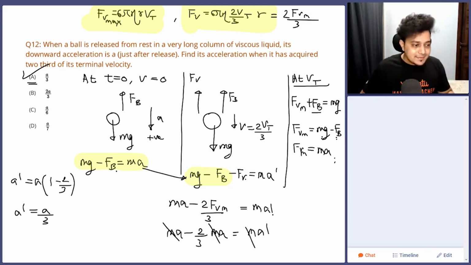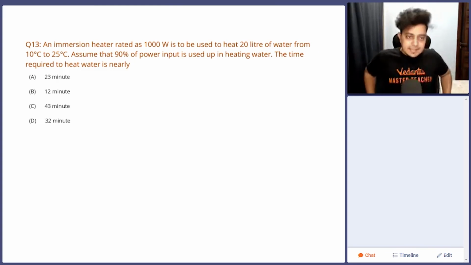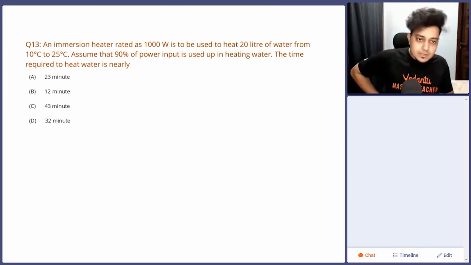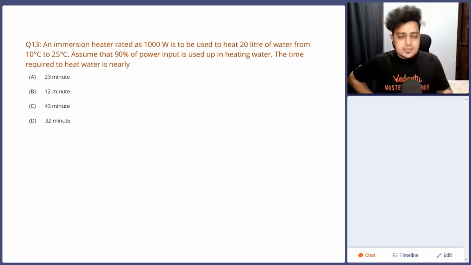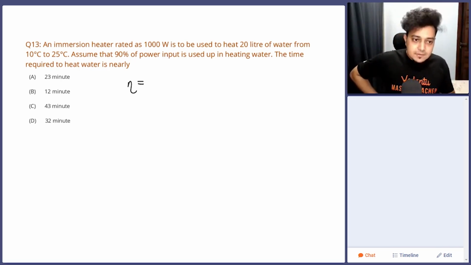Okay, let's go. Next question. An immersion water heater rated at 1000 watt is to be used to heat 20 liter of water from 10 degrees Celsius to 25 degrees Celsius. Assume that 90% of the power input is used up in heating the water. Then the time required to heat the water is nearly equal to, in minutes. Fine. So efficiency is given. Efficiency is given as 90%.